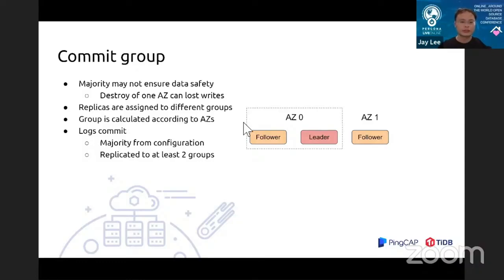And the second is new. All the logs have to be replicated to at least 2 groups before they are committed. So even if AC0 fails, we can still ensure that there will be at least 1 replica in the other AC that contains the latest data. The number 2 here is hard-coded at the moment because we think true AC failure hardly happens.